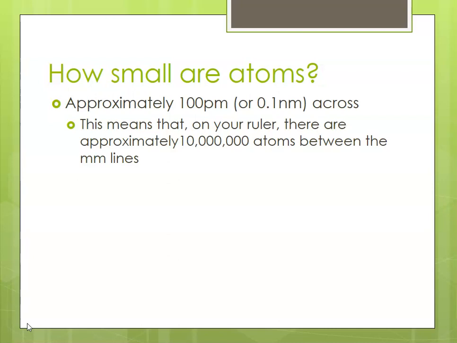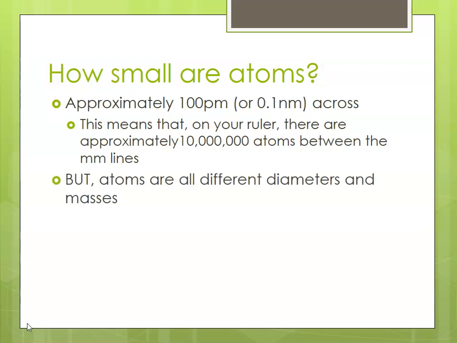So if you're thinking about that ruler that you've got, in that space between 1 millimeter and the next millimeter, there will be somewhere in the vicinity of 10 million atoms. 10 million atoms in that tiny space. Means in a centimeter you're looking at 100 million atoms. And in a meter you're looking at about 10 billion atoms, just lined up end to end.